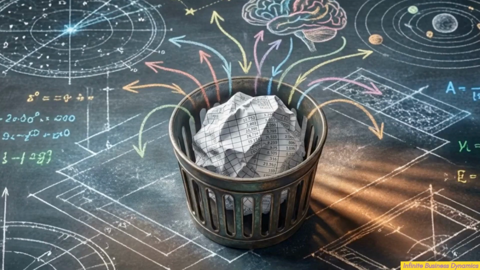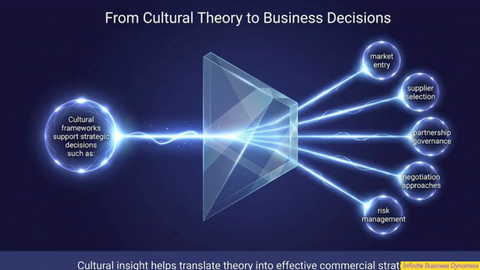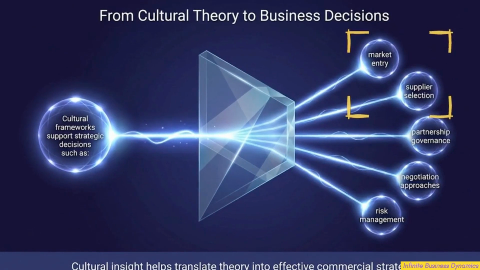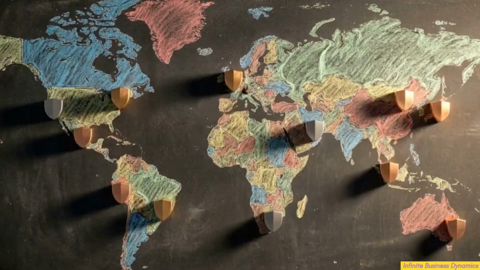Perfect financial projections and supply chain logic mean very little if the human behavioral dynamics of a new market are ignored. Boardrooms frequently treat cultural frameworks as academic theories, better suited for sociology seminars than commercial planning. This graphic illustrates how cultural insight works in practice. It takes theoretical models and refracts them into concrete business decisions, guiding market entry and supplier selection. This insight also shapes partnership governance and negotiation approaches to manage risk. Translating these cultural models into operational steps safeguards capital investments when expanding into foreign markets.